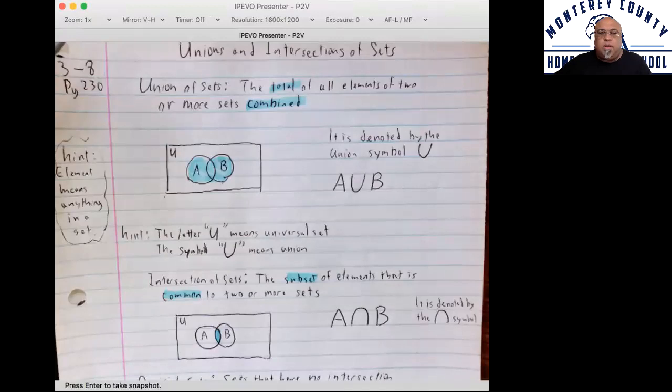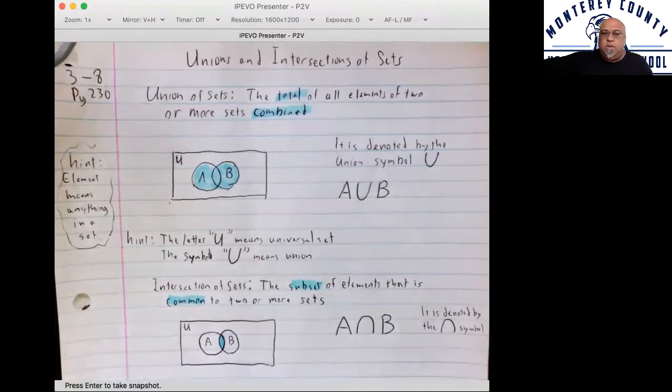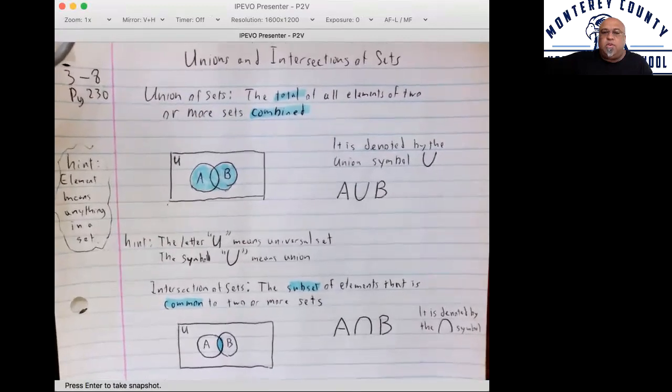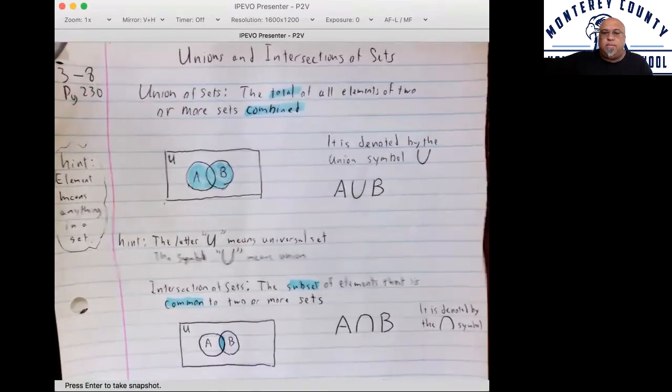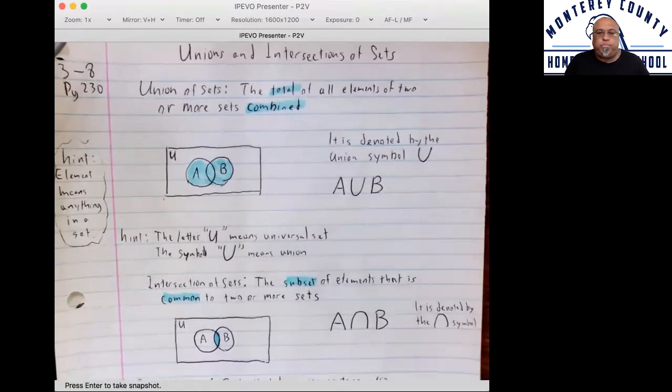Okay, lesson 3.8 on page 230 is talking about the unions and intersections of sets. So first let's go into the vocabulary. There's a few words here I need you to know.